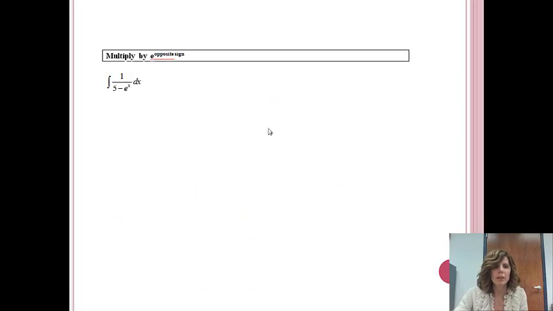All right, the next one, it is called my multiply by e to the opposite sign trick. All right, if I look at this right here, I have 1 over 5 minus e to the x.